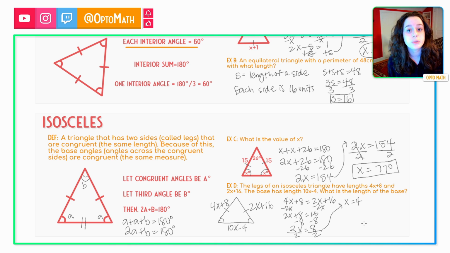Now let's substitute into our base expression. So that's going to be 10x minus 4, and we'll substitute 10 times 4, because that's our value of X we found, minus 4, and that's 40 minus 4, which is 36. And that's a side length, so we don't need any degrees. We could say units. Let's do that.